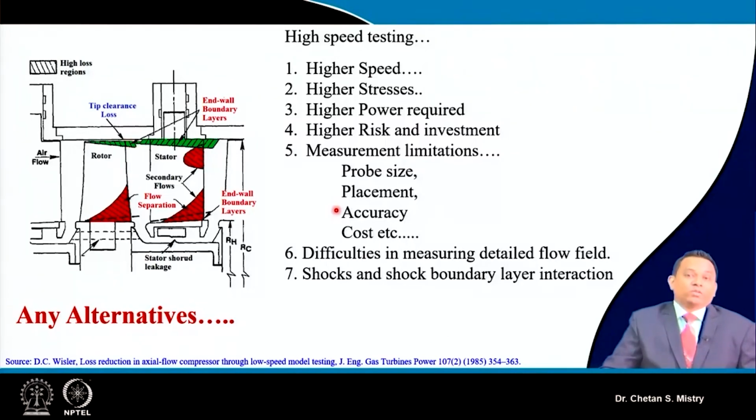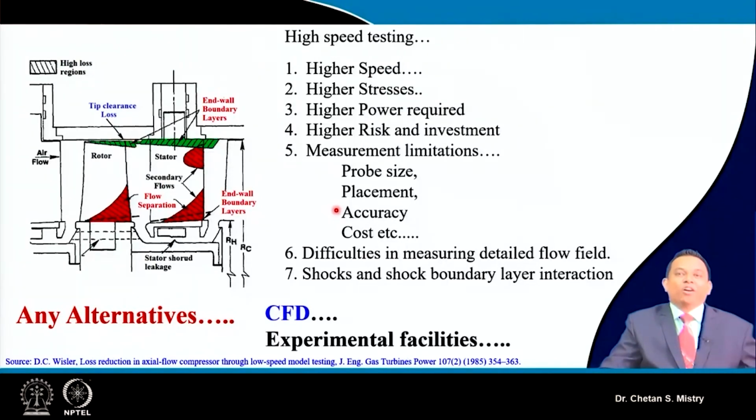So we need to find other alternatives. What are the alternatives? One alternative that comes straightaway is that we may use our CFD tool, or we can go with experimental facilities. Now, when we talk about experimental facilities, we have seen all the challenges we have for such a compressor.